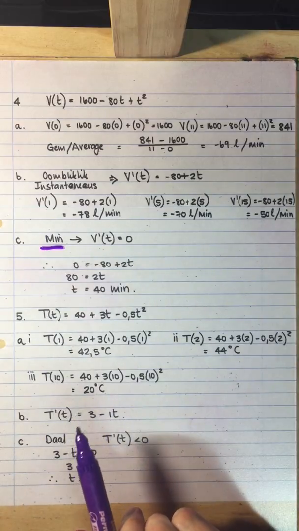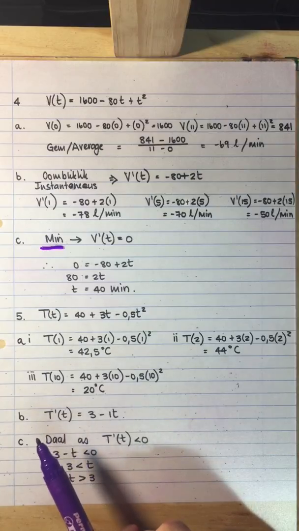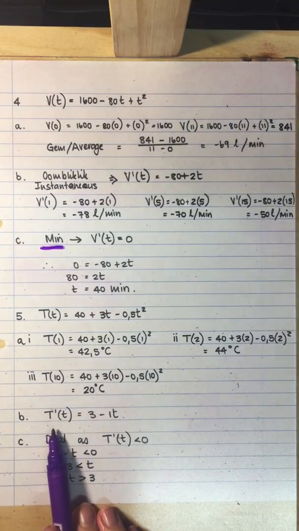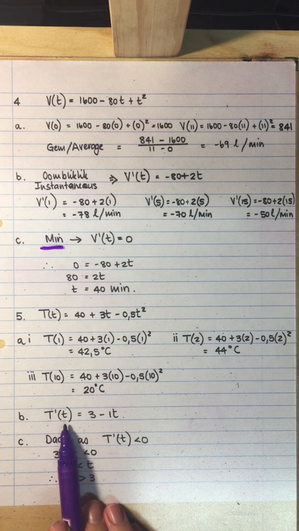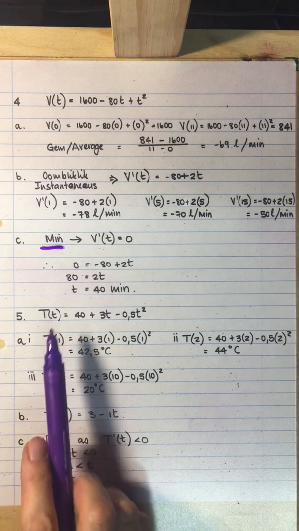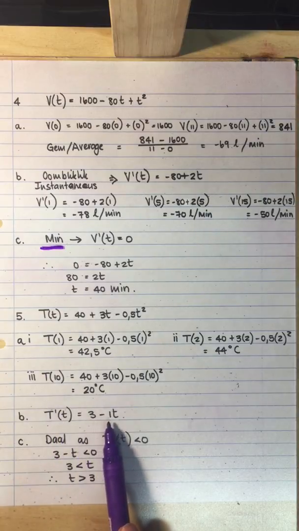Question B, we need to write down an expression for the rate of change in temperature. Rate of change always means we will find the derivative of the temperature, and it is given by 3 minus t.